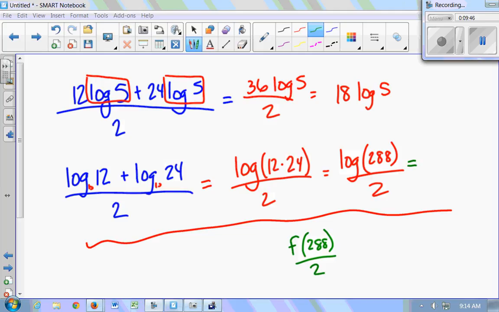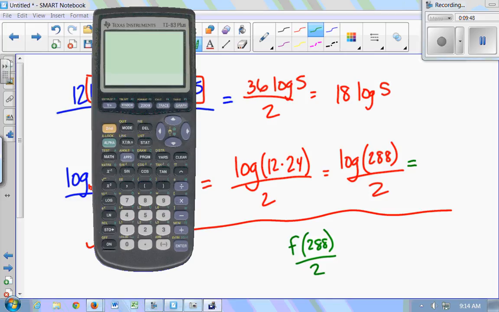Yeah, you could. So let's pull up the calculator. So we'd have to do the log of 288 first, then divide by 2. Yeah, you would do the log of 5 and then multiply by 18. Yeah.